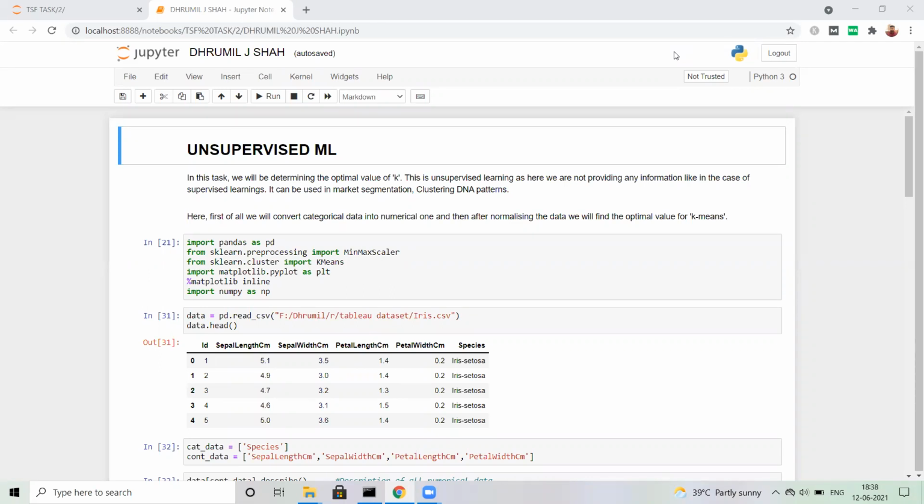In supervised learning, we had learned that the basic mapping between input and output is provided by us to the machine. In this type of unsupervised machine learning, there are no inputs provided from our side to the machine. Basically, on the basis of certain characteristics or behavior, the machine itself is going to give us the exact output. This type of method is used in market segmentation or clustering DNA patterns, etc. So moving further, now let us discuss in more detail.